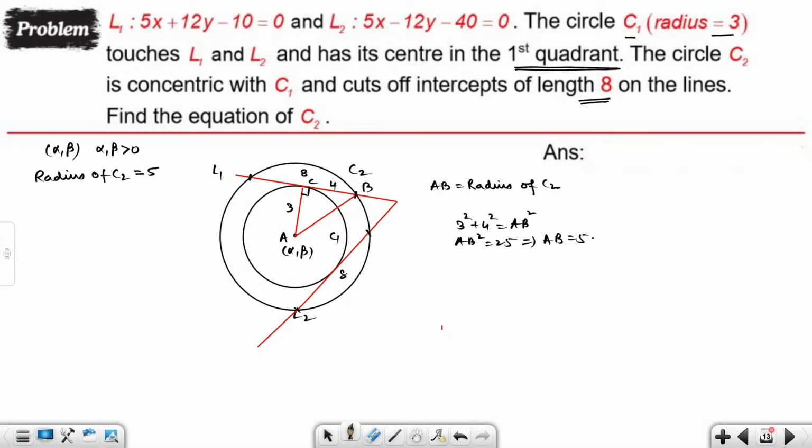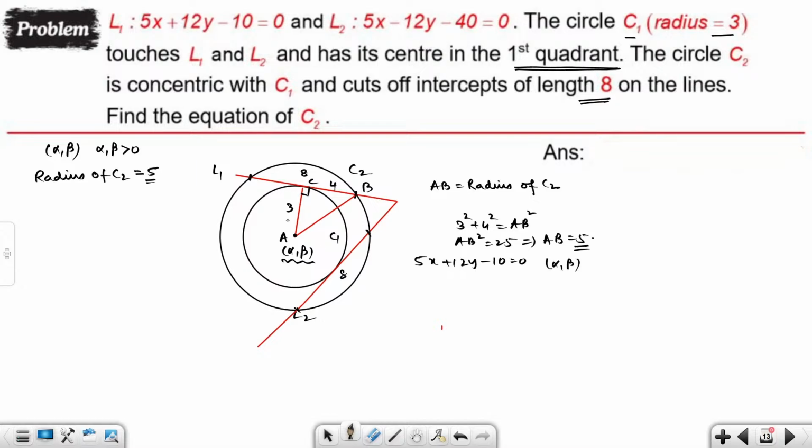Now the only thing that is left with us is to find alpha and beta. How to find this alpha and beta? We know the equation of L1: 5x plus 12y minus 10 equals 0. And what is the center? Center is alpha comma beta.